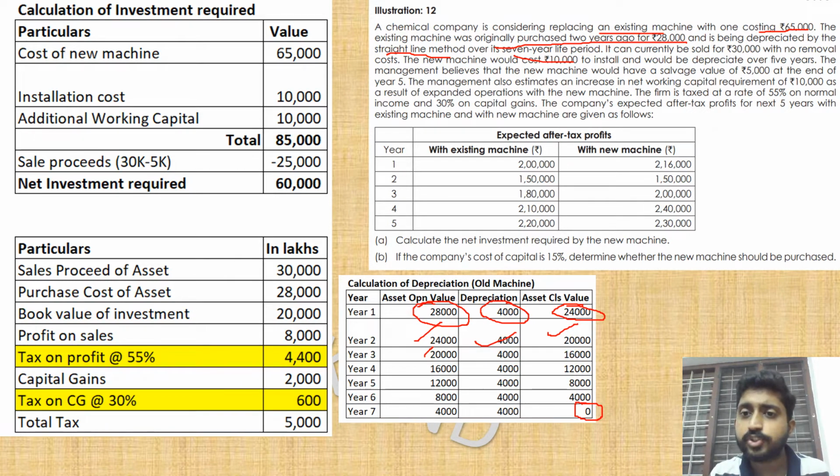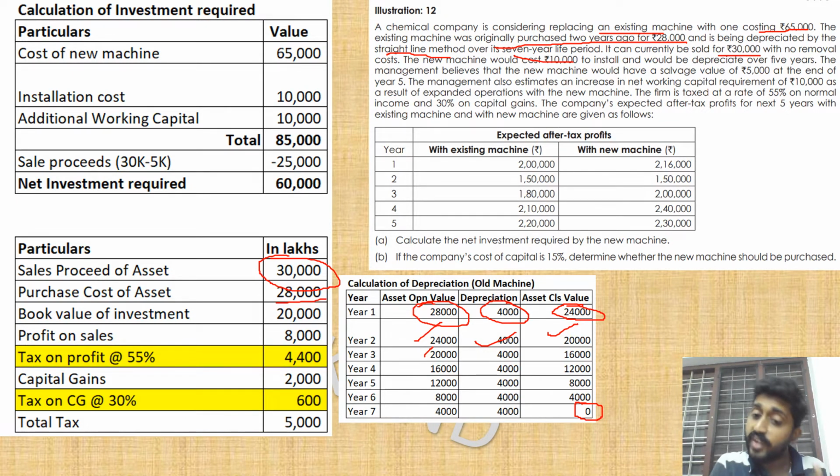Okay, it is currently sold for 30,000. Oh my god. Okay, the machine itself we have bought for 28,000, that is 2 years ago, and now after 2 years it can be sold for 30,000 with no removal cost. With no removal cost we can sell it for 30,000. What is the sales proceeds that the company is expecting for selling the old machine? 30,000 rupees. The purchase cost itself is 28,000 only.